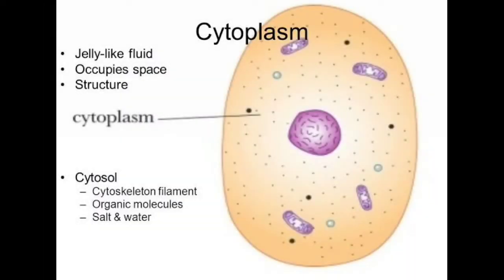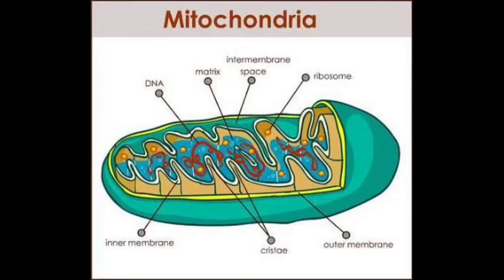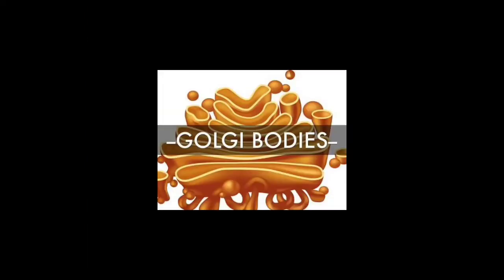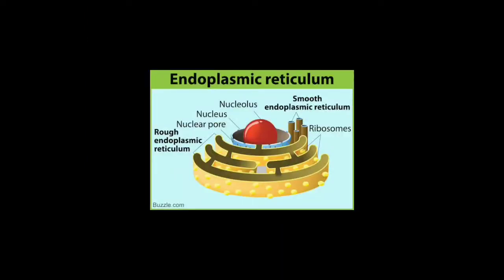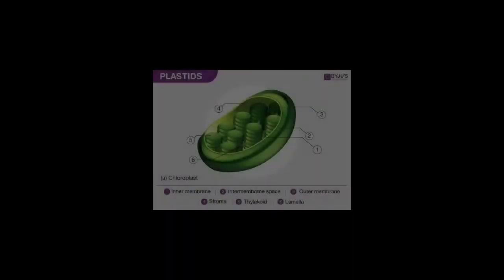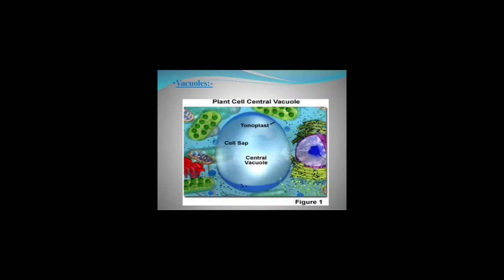Then cytoplasm. The jelly-like substance filled between the cell membrane and nucleus is known as cytoplasm. It has many organelles suspended in it. These organelles are the tiny organs of the cell. Examples: mitochondria, Golgi bodies, endoplasmic reticulum, ribosomes, plastids, vacuoles, etc. The cytoplasm is present in both animal and plant cells.